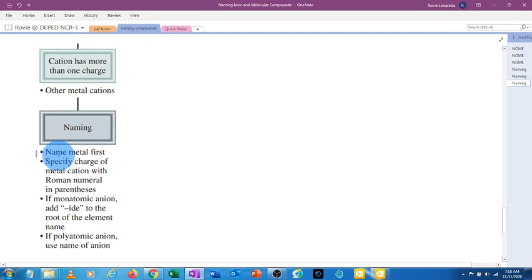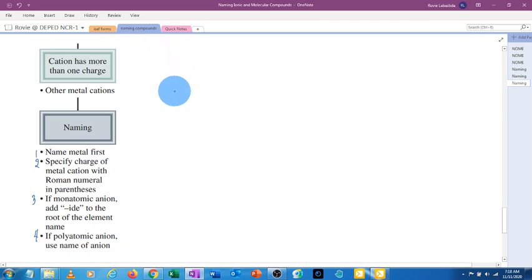Number 1, name the metal first. Number 2, specify the charge of the metal cation with Roman numeral in parentheses. And number 3, if monoatomic anion, add IDE to the root of the element name. And number 4, if polyatomic anion, use the name of the anion.